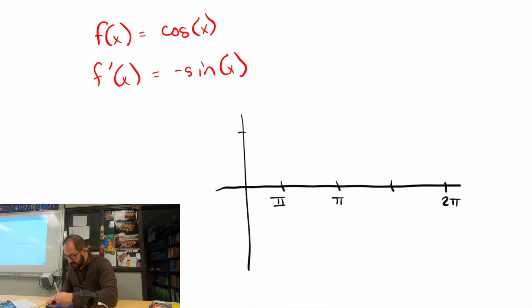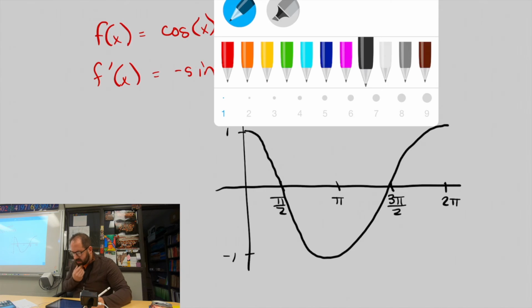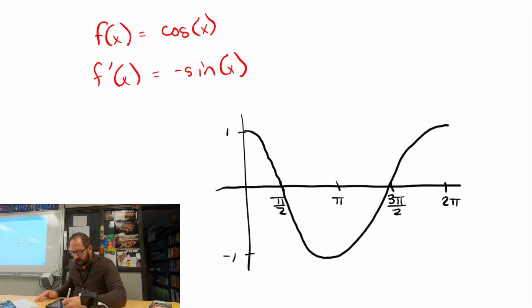We're going to hit 2 pi down the road. This is pi. This is pi over 2. This is 3 pi over 2. This is 1, and this is negative 1. Drawing the cosine graph. Okay, so there's cosine in a nutshell.